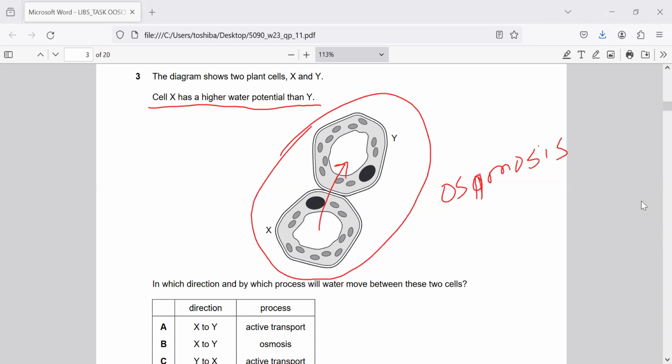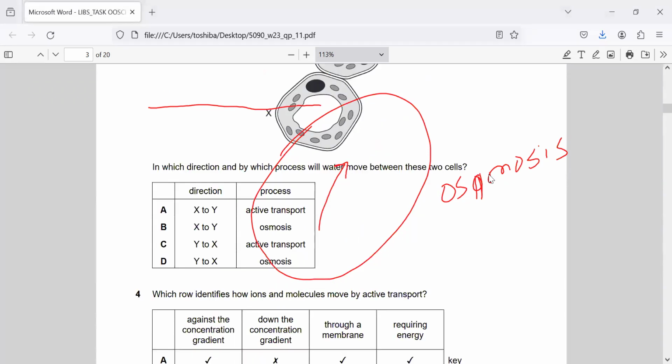According to this, let's read out the options. A says X to Y active transport, no. B says X to Y osmosis, yes, it's correct. B option is correct.